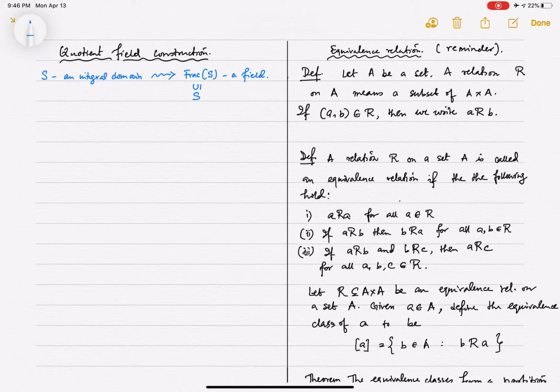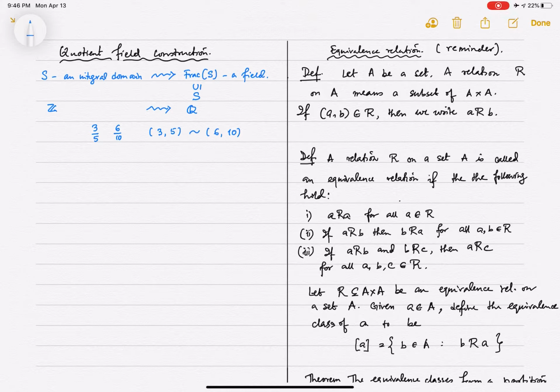I mean, really, this construction is nothing more than abstracting the construction of rational numbers out of integers. You can think of a rational number 3 over 5 as the ordered pair of integers 3, 5. Except you need a way to identify the pair 3, 5 and the pair 6, 10, because the number 3 over 5 and the number 6 over 10 are the same number, right? So you need a way to identify these.